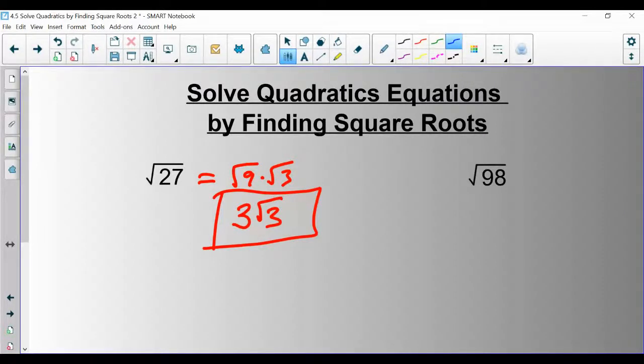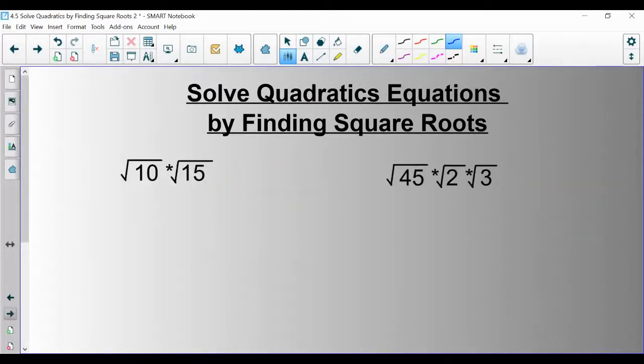So the square root of 98, hopefully you guys identified that 49 is a factor of 98. 49 times what? 49 times 2. So the square root of 98 is the same as the square root of 49 times the square root of 2. Guess what? We know what the square root of 49 is. That's why we picked that number in the first place. The square root of 49 is 7. So we would end up with 7 root 2. Let's carry on.